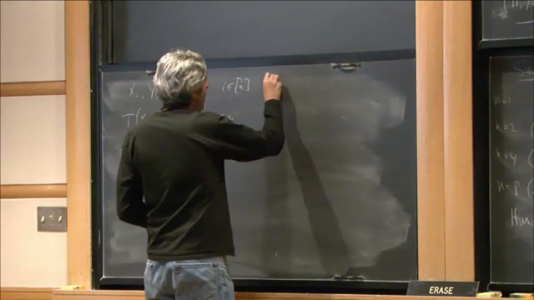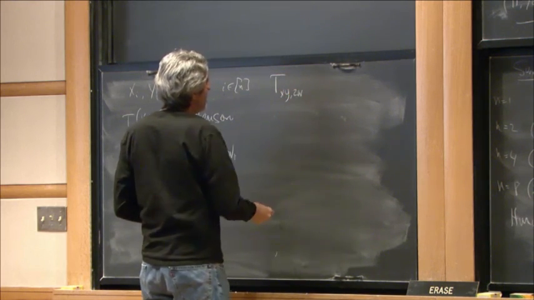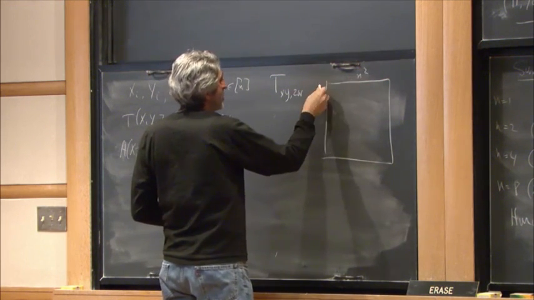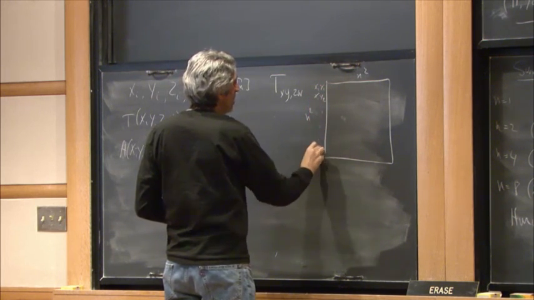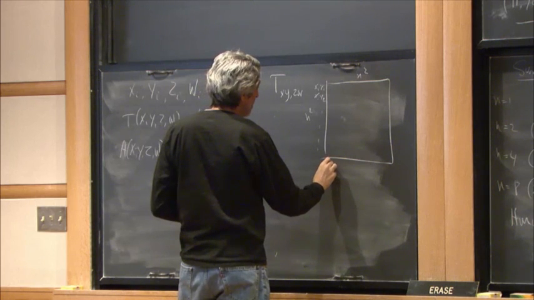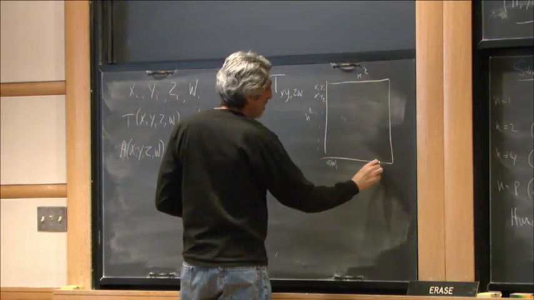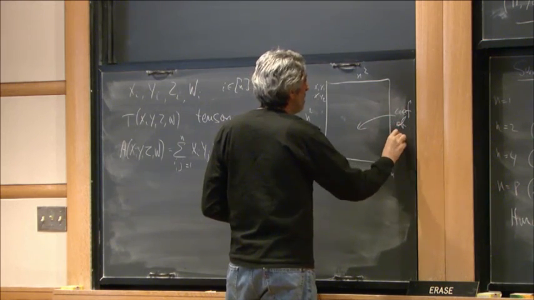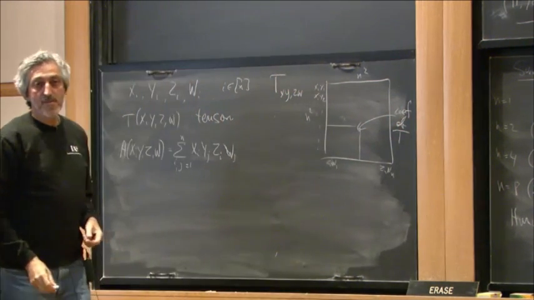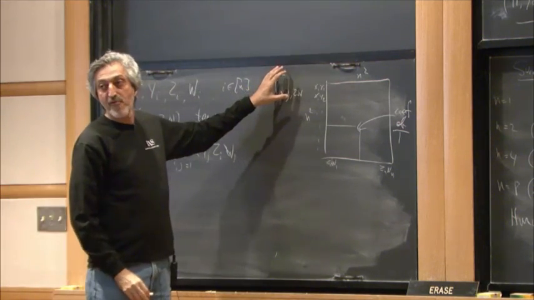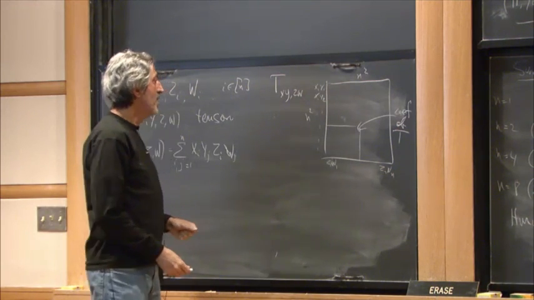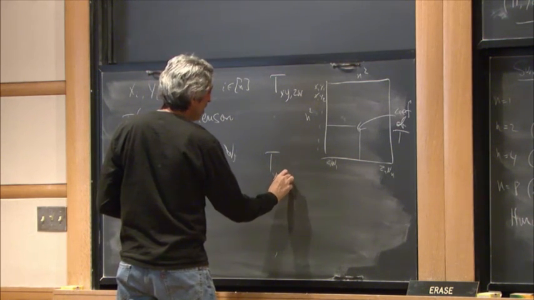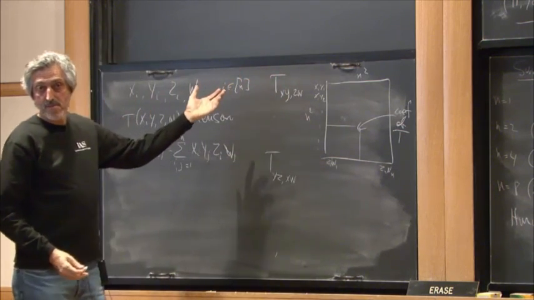So let me say what I mean by T(X, Y, Z, W). It's just a matrix, which will be n squared by n squared, in which I write here all monomials x1 y1, x1 y2, and so on, like a norm matrix. And here I write z1 w1 to zn wn, and in each entry I write the coefficient of T at this monomial. So that's a way to flatten this four-dimensional tensor into a two-dimensional one. I can also flatten it in other directions. I can look at the flattening of yz versus xw.